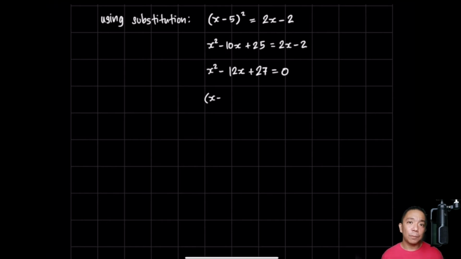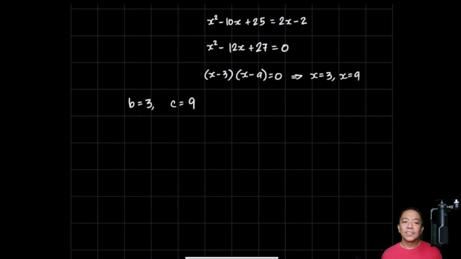This is factorable, so let's factor it as x minus 3 times x minus 9, and we'll get that our x values are 3 and 9 respectively. So since 3 yung mas nauna, siya yung letter B. So B is equal to 3 and C is equal to 9. So meron na tayong values for the limits of our integrals.